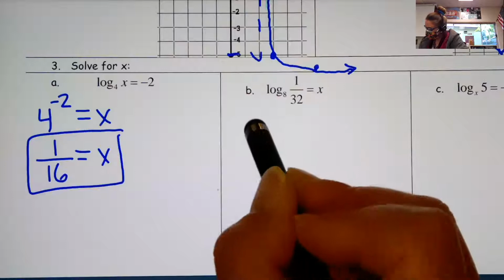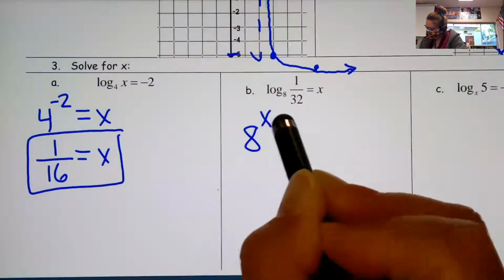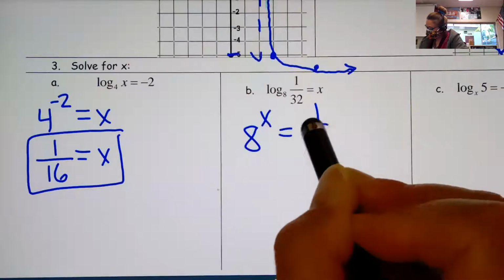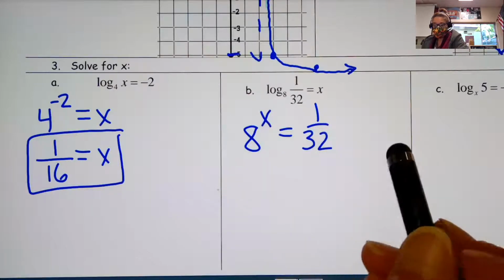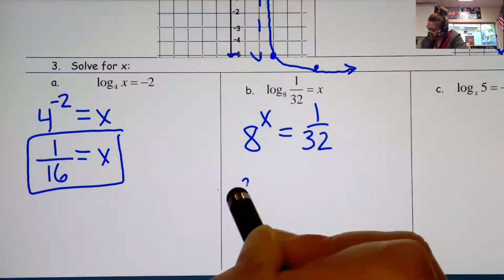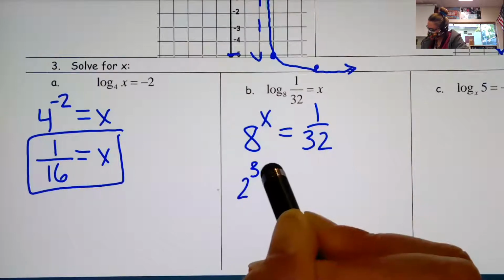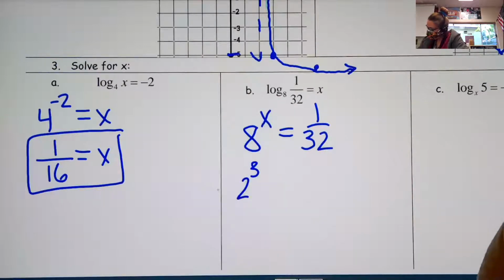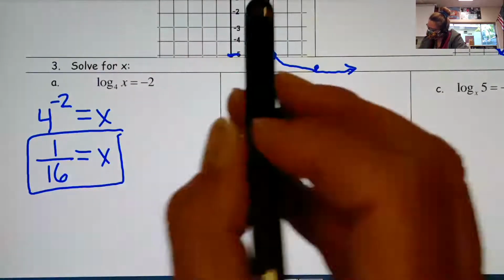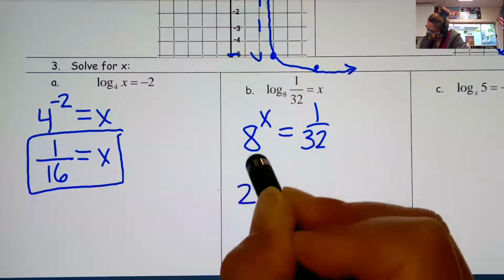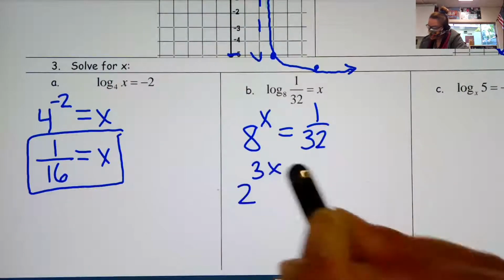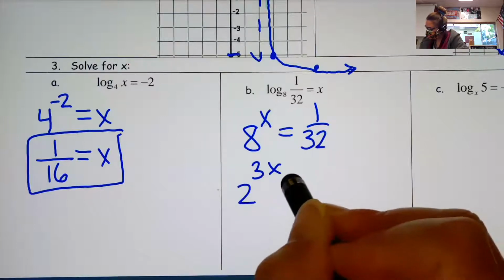So the next one, again, I write it in exponential form. 8 to the x is equal to 1 over 32. I'm going to get both bases to be the same. So 8 is going to be a 2 to the 3rd raised. So I'm just going to rewrite that. 2 to the 3rd raised to the power x, so that I can write that as 2 to the 3x.